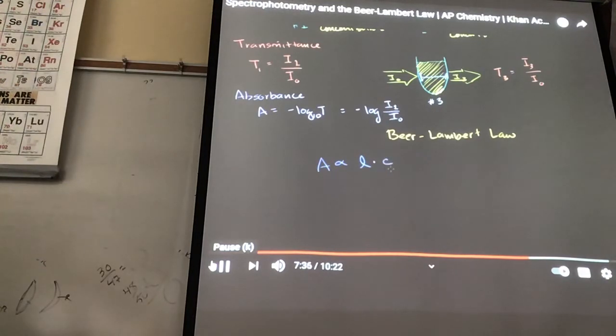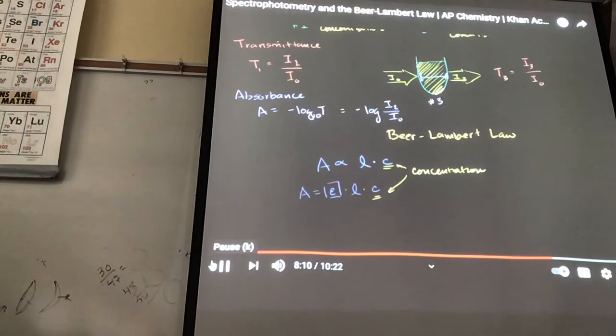Usually we use molarity for the concentration. Another way to say it is that the absorbance is equal to some constant, usually a lowercase epsilon like that. This constant is dependent on the solution or the solute in question, and the temperature and the pressure and all of that. It's equal to some constant times the length it has to travel times the concentration. Let me make it clear right here. This thing right here is concentration.